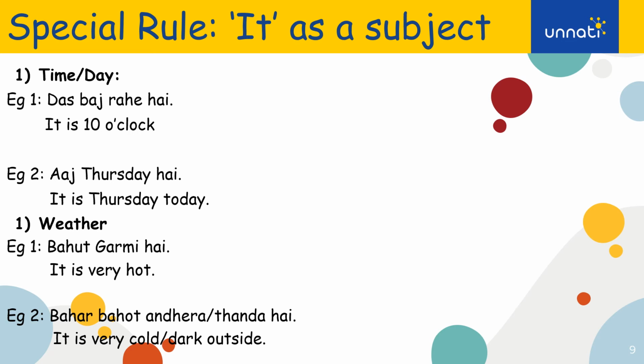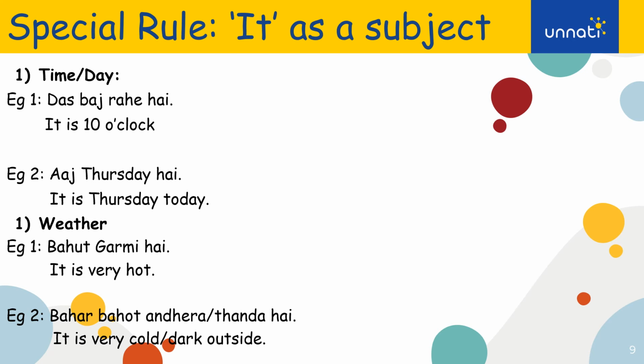बाहर बहुत अंधेरा है या बाहर बहुत ठंडा है. I would say it is very cold outside or it is very dark outside. So it is my subject, and next what I have is the state of being verb. So this is how we use it as a subject for mentioning of time, day or weather.